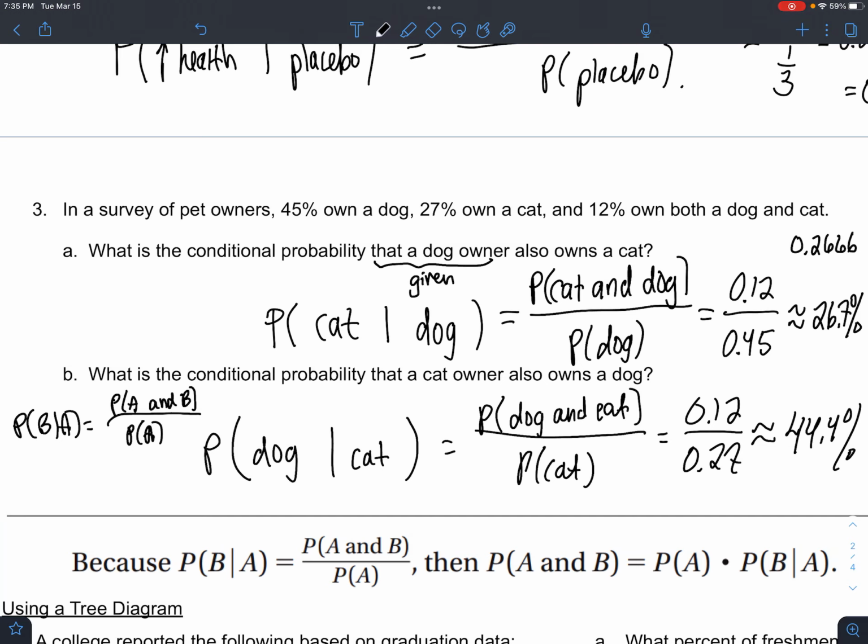The reason why the second one is higher is because owning a cat is actually more rare in this setup, it looks like. So if you know you have the cat locked down, it's easier to get the dog. Does that kind of make sense? That's why the percentage is higher. The probability is higher that you got the dog as well.